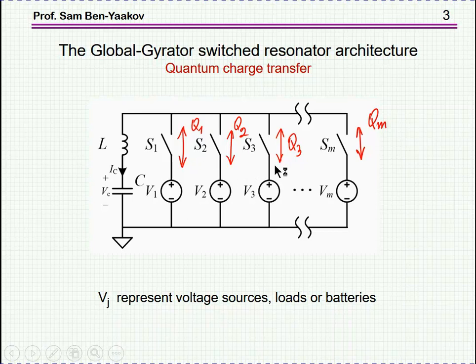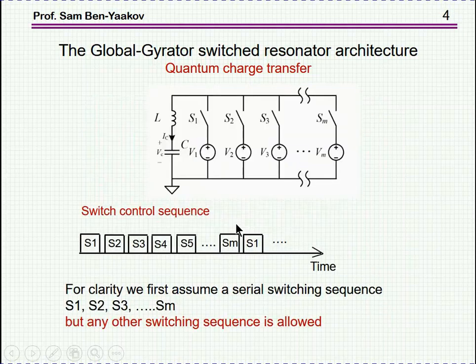These switches are capable of connecting the resonator to these ports one at a time, and in this case we're assuming a sequential operation. That is, S1 is turned on and then turned off, and then S2 is turned on and then turns off, S3 is turned on, etc., up to the very last port here, and then it starts again. So this is a perpetual operation. Again, I'm showing here a sequential operation.